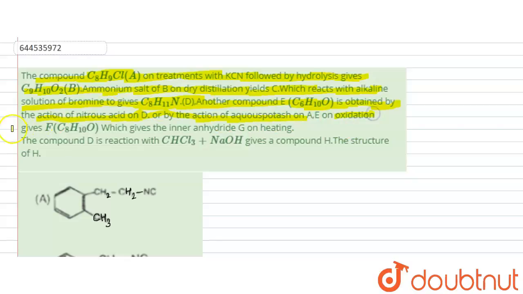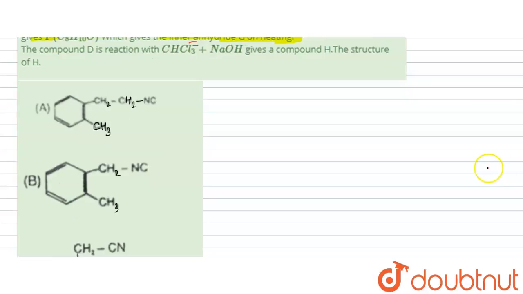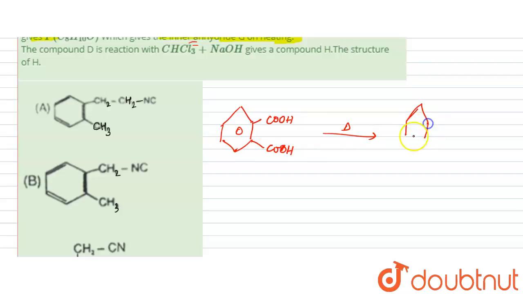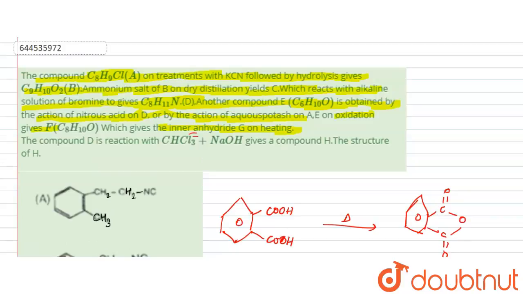Now E on oxidation gives a compound F which gives the inner anhydride G on heating, right? So what is this inner anhydride? Let's see, very important, how to get the formation of inner anhydride. If you want an inner anhydride on heating, you should have the carboxylic acids attached at the adjacent positions like this. When you heat it, these compounds are formed: C double bond O, and then C double bond O and finally O. So this is the anhydride which is formed in the reaction.